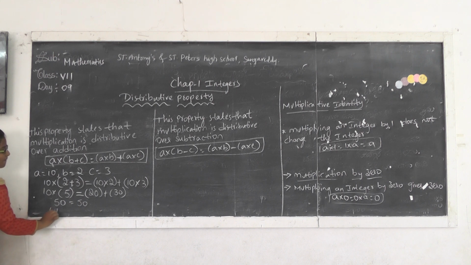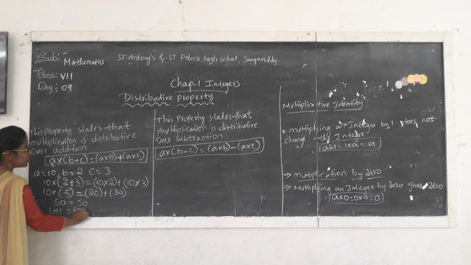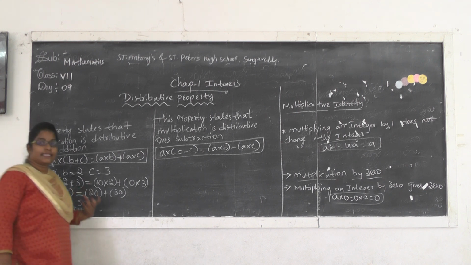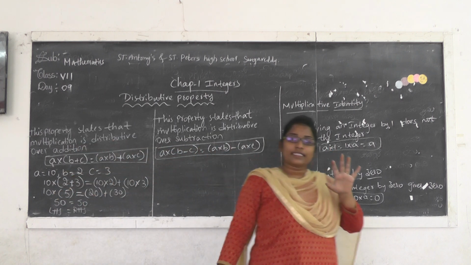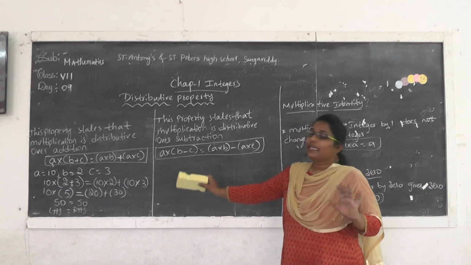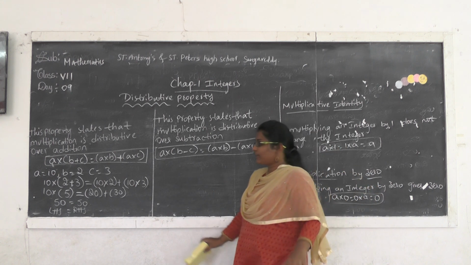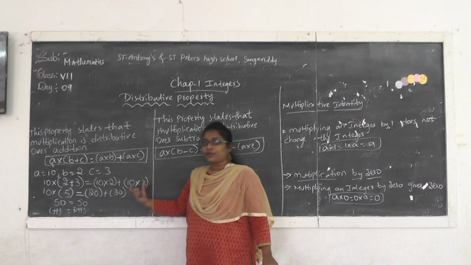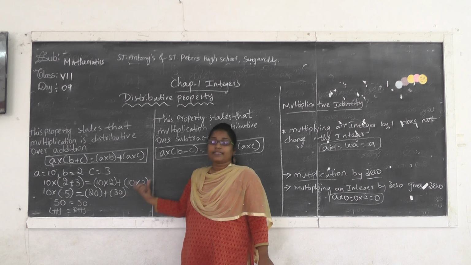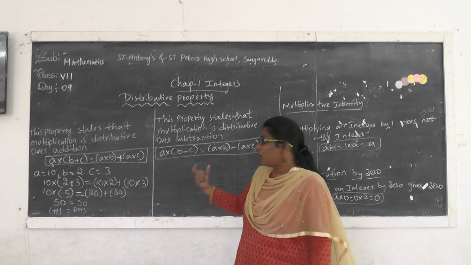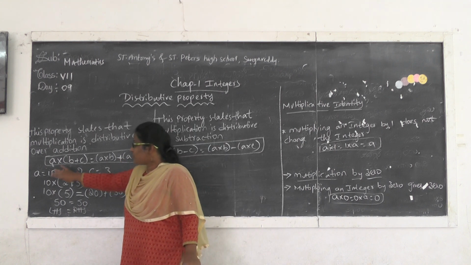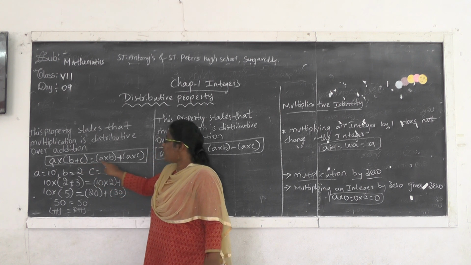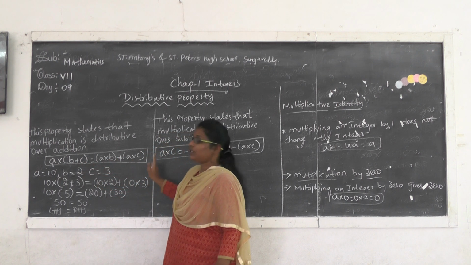So what did we get here? Both LHS and RHS are equal. That means the left hand side and the right hand side are equal. So by this we can say that the distributive property is satisfied under addition for integers. Multiplication over addition is satisfied for integers. Are you able to understand? Don't forget the formula. Go through the property once again: A into (B plus C) equals A into B plus A into C.